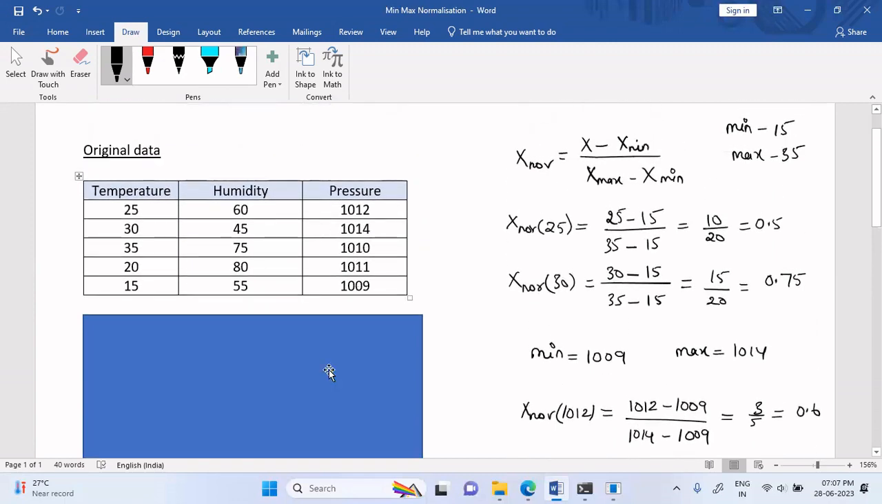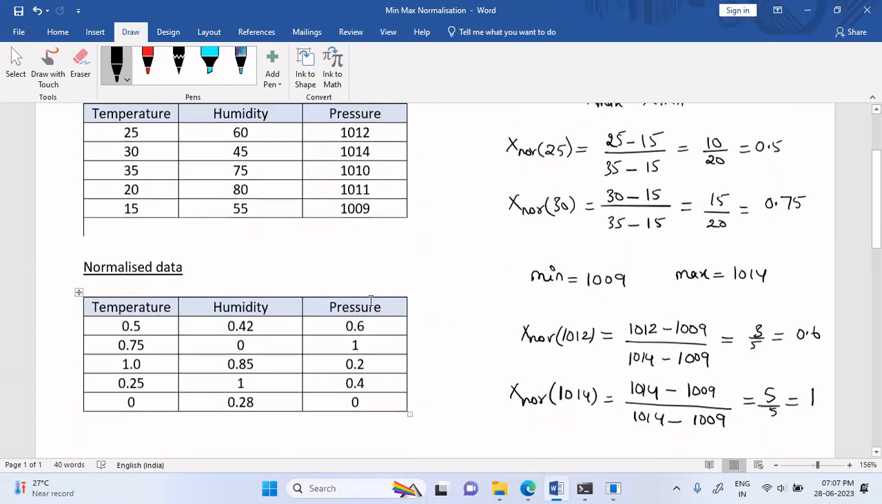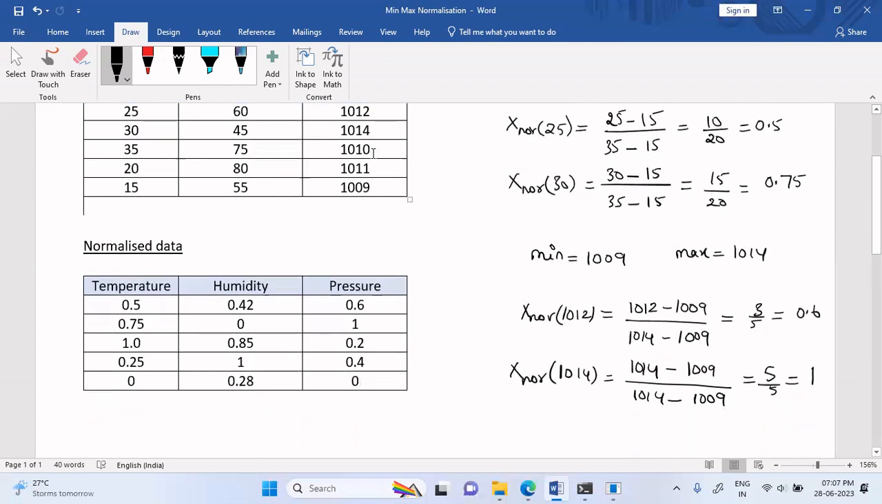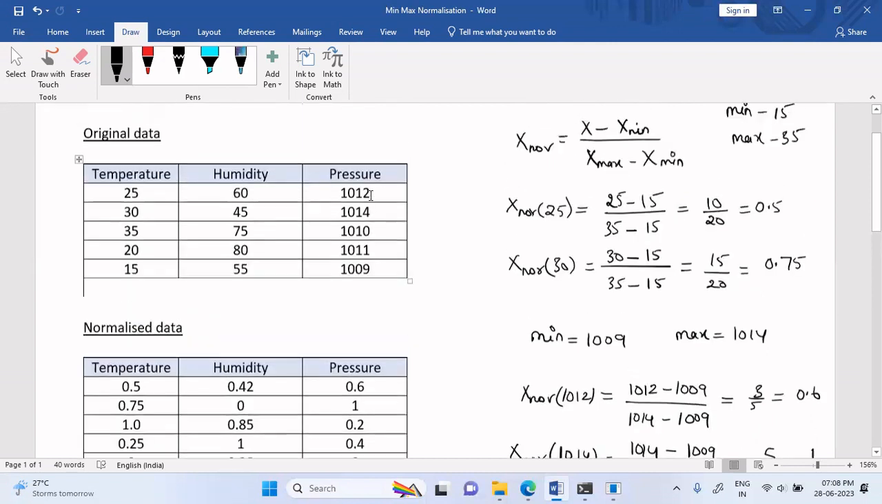After calculating for all the values, we will get this table of normalized data. For 25, we get 0.5. For 30, we get 0.75. For 35, we will get 1. For 20, 0.25. For 15, 0. Like this, if you apply the same formula to the humidity column, we will get these values. For the pressure column, 0.6 is the normalized value for 1012, and 1 is the normalized value for 1014. For the rest of the values, we get 0.2, 0.4, and 0 as the normalized values for this pressure column.